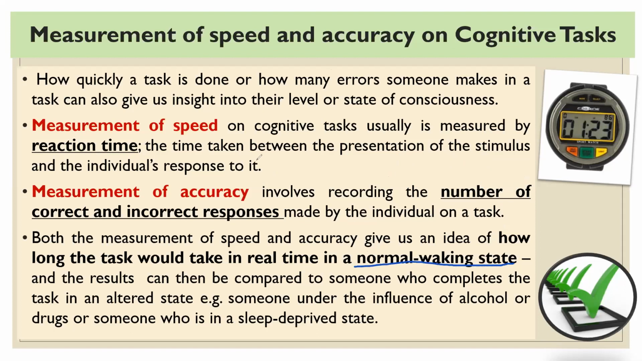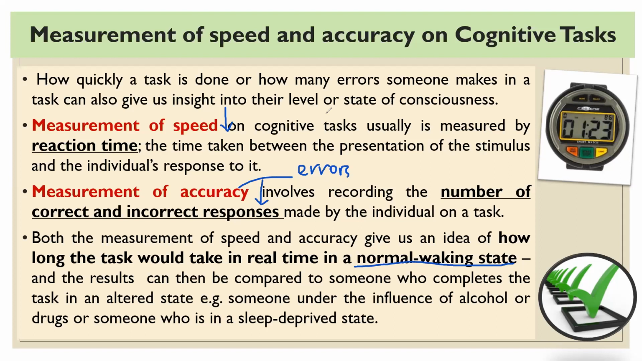Okay, now measurement of speed and accuracy are important because, and we're going to learn more about this when we start the sleep chapter next week, on chapter 9, basically, the more sleep deprived you are, generally the lower your speed will be on certain tasks, or the longer it will take you to react, and the lower your accuracy will be, which means that you will make more errors or more mistakes.